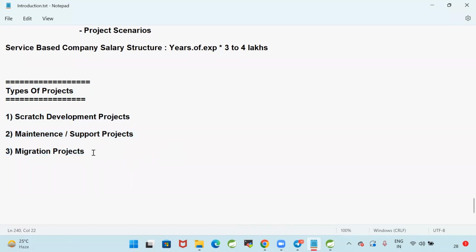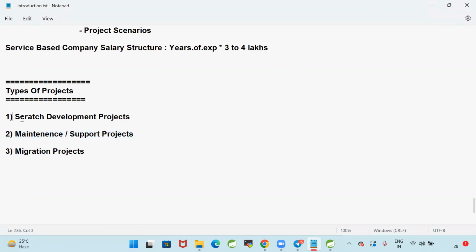In my experience, I worked with all these three types of projects. In my first company, I got the chance to work with scratch development. In the second company, I worked on the migration project. In this third company, I'm working on a maintenance project. So these three types of projects will be available in the company.